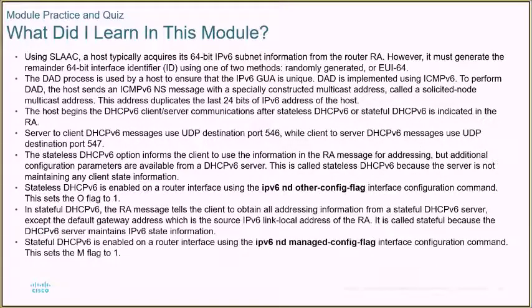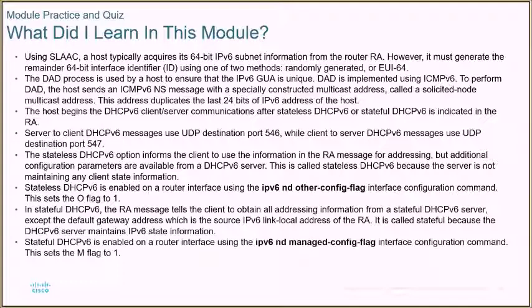So using SLAAC, a host typically acquires its IPv6 information from the router RA, however, it must generate the remainder of its 64-bit interface ID either by using randomly generated numbers or EUI. The DAD process is normally used when that has been done, and DAD stands for duplicate address detection. So it basically sends out a neighbor solicitation with its own address as the target. If no one replies, no one else is using it, and so it will keep using it.